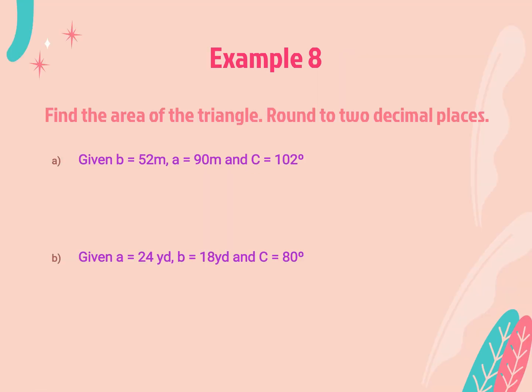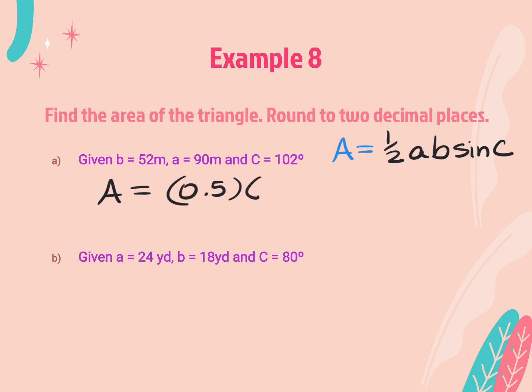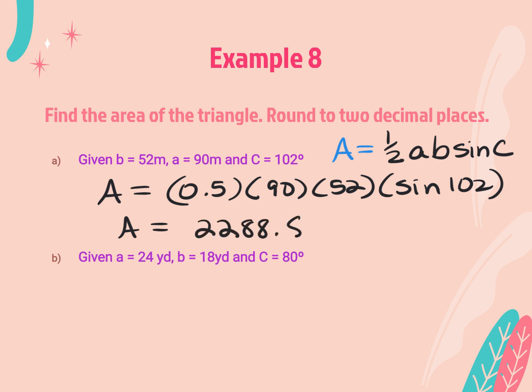So here it says to find the area and round to 2 decimal places. So I'm going to be using area equals 1/2 A, B, and then the sine of C. It's easy enough. If you're given two sides and an angle, this is going to be what goes in front, and then you just do the sine of that angle. So let's go ahead and fill it in. You can do this continuous in your calculator. If you don't want to do 1/2, if you want to do 0.5 times 90 times 52 times the sine of 102, and then just round it to 2 decimal places. And this will give you 2,288.87 meters squared. Remember, area is always the unit squared.